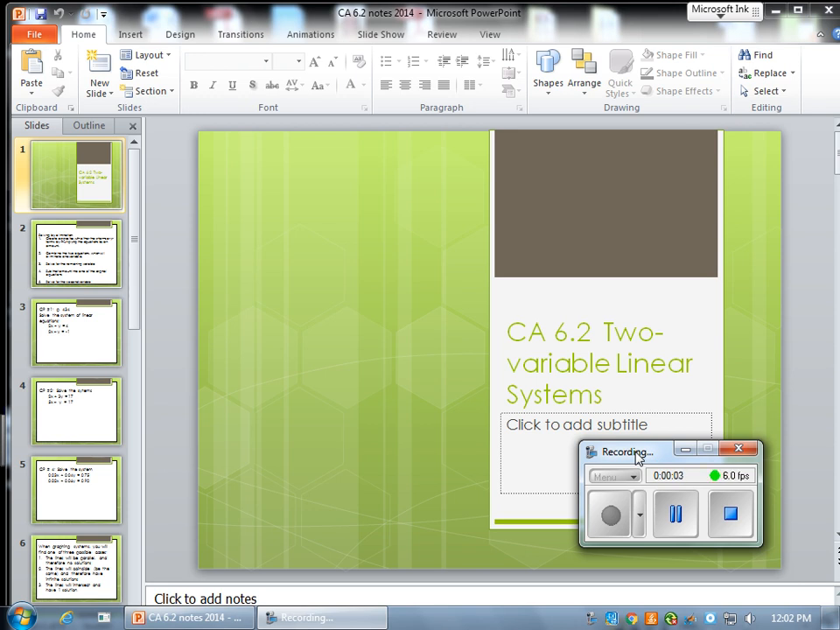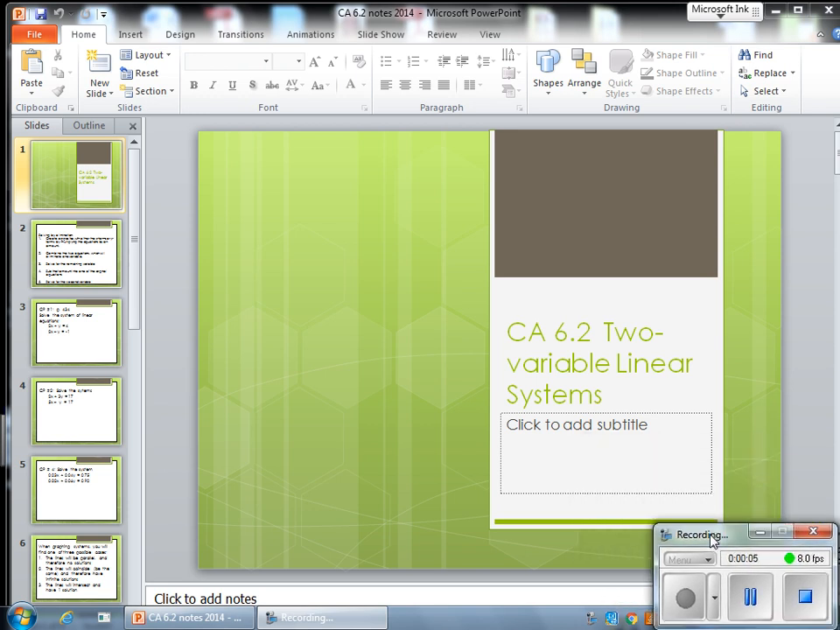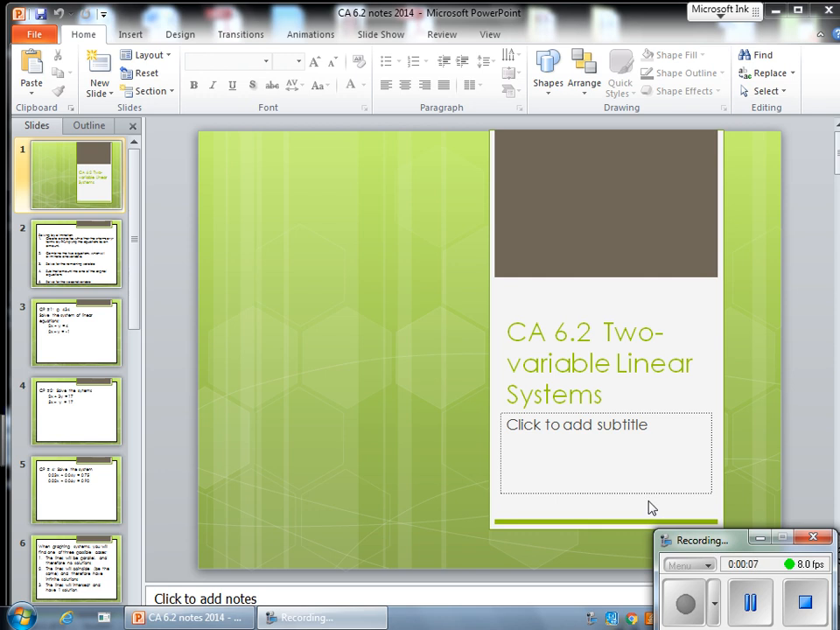Today we're taking a look at lesson 6.2. Again, we're going to be working with two variable linear systems. So if you guys would open up your textbooks to 6.2, I think you'll find that one beginning on page 434. We'll take a look at another method today.